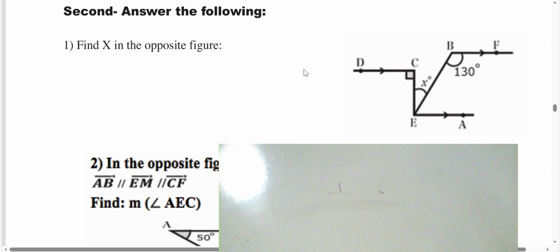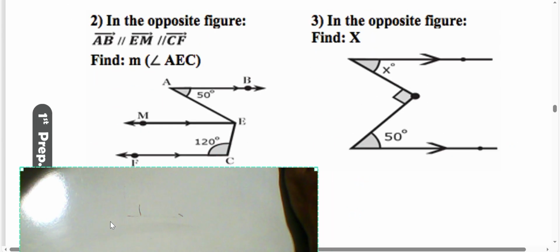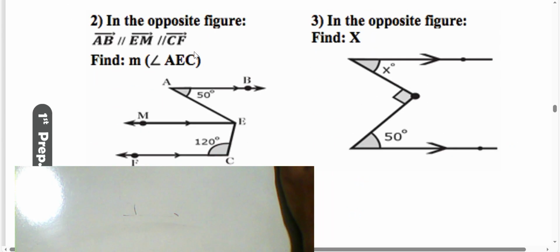Next question. In this example, we want to find the measure of angle AEC. We have E parallel to EM and E transversal of them. The measure of angle E is equivalent to the measure of angle EM. This angle will be 50 degrees.